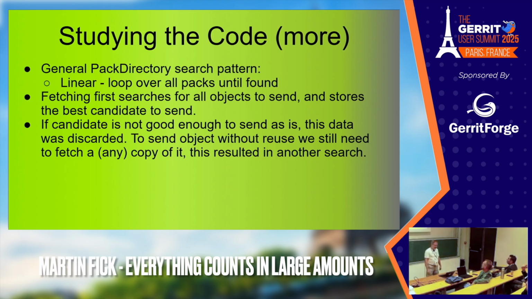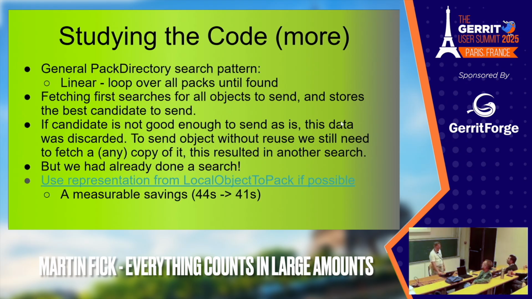And so one of the things I noticed, it was just discarding that data if it couldn't use any of them. And then it just went and did a search again, because then it just says, well, give me any of them, and I'll unpack it and repack it to send it. Well, instead of researching again, I just reuse at least the worst thing we had. And that showed its savings too. So there we go. That saved like 3 seconds on a 41. That was a pretty simple change.